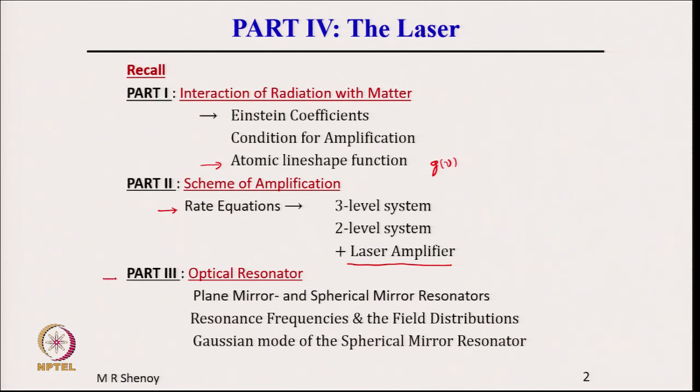Part 3 was dedicated to optical resonators, plane mirror and spherical mirror resonators, the resonance frequencies and the field distributions. These are the longitudinal modes and the transverse modes, and in particular we focused on the Gaussian mode of a spherical mirror resonator because of the importance of the Gaussian mode.